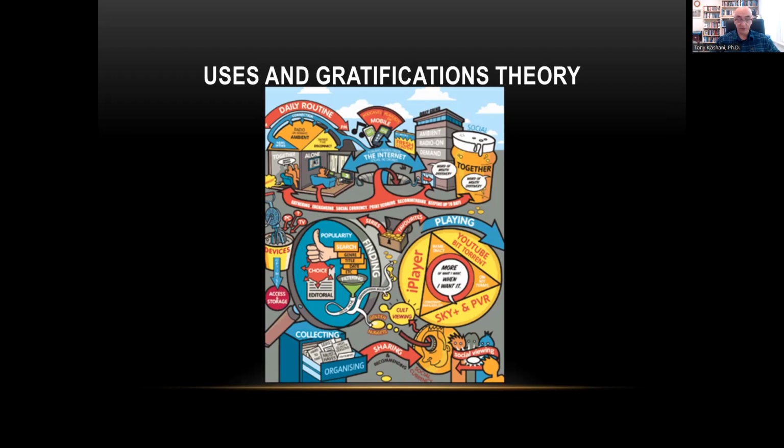So let's go to this. Categories of gratifications. Number 1, informational gratification. Seeking information, knowledge, or understanding. For example, individuals might watch the news to stay informed about current events. Number 2, personal identity gratification. Using media to reinforce or construct one's identity. This can involve seeking characters or content that align with personal values or aspirations.